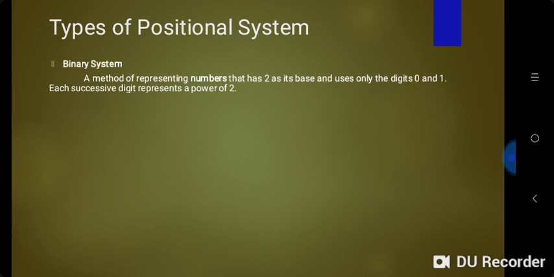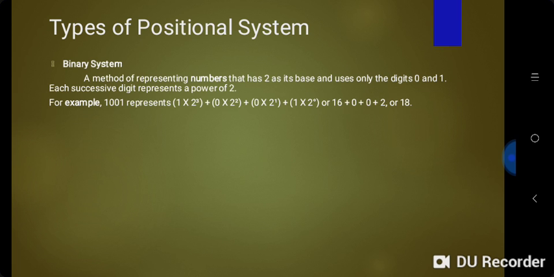The first is the binary system, a method of representing numbers that has two symbols and uses only the digits 0 and 1. Each successive digit represents a power of 2. For example, 1001 represents 1 times 2 to the third power plus 0 times 2 to the second power plus 0 times 2 raised to 1 plus 1 times 2 raised to 0, or 8 plus 0 plus 0 plus 1, we came up with 9. In this case, we multiply by 2 because it is base 2.